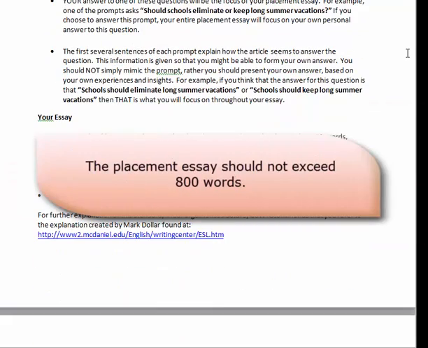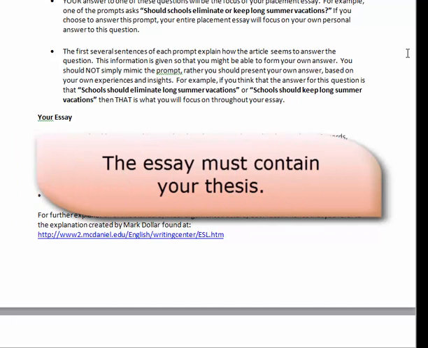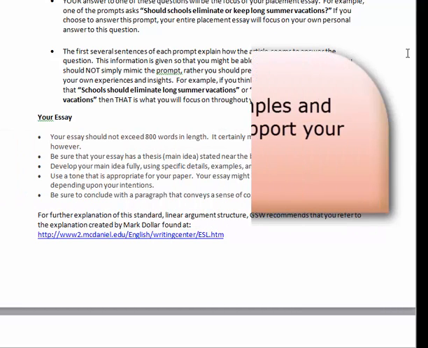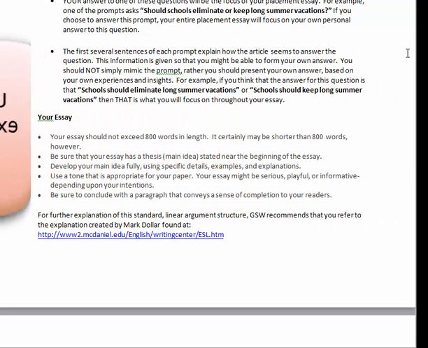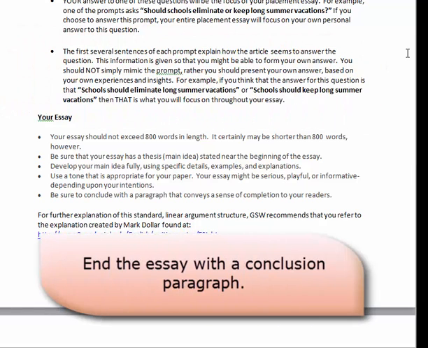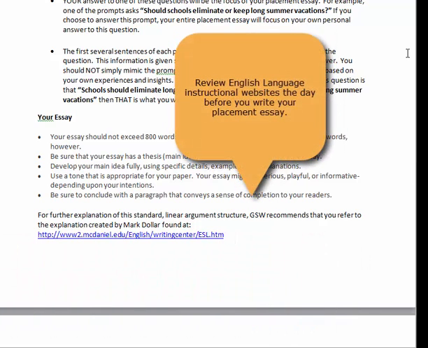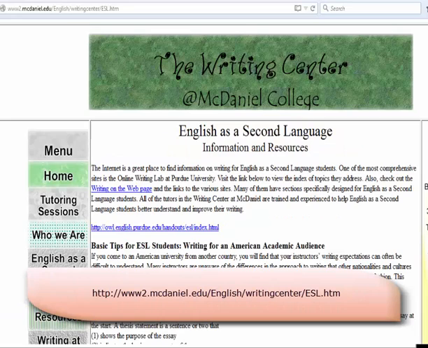The essay itself should not exceed 800 words in length. It may certainly be shorter than 800 words, but not longer. Be sure that your essay has a thesis or a main idea stated near the beginning of the essay. Develop your main idea fully using specific details, examples, and explanations. Use a tone that's appropriate for your paper. Your essay might be serious, playful, or informative depending upon your intentions. Be sure to conclude with a paragraph that conveys a sense of completion to your readers. For a further explanation of this standard linear argument structure, GSW recommends that you refer to the explanation before you write your essay.